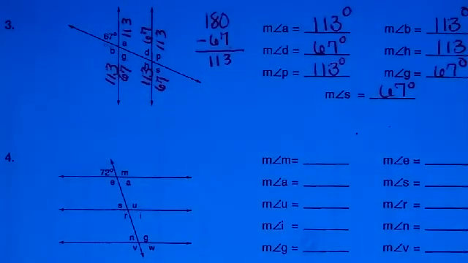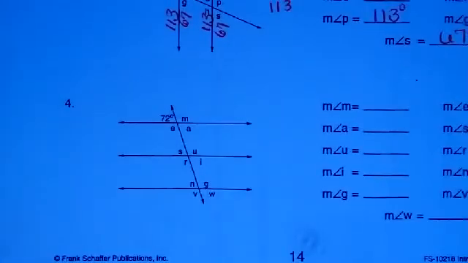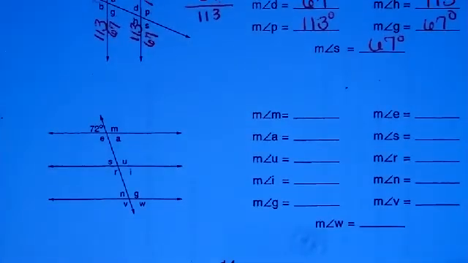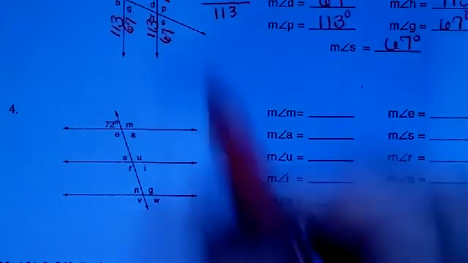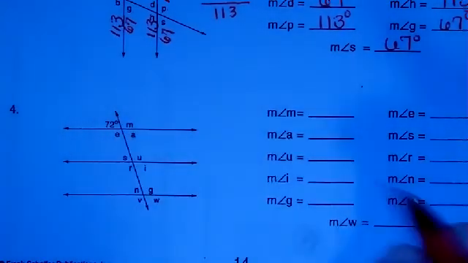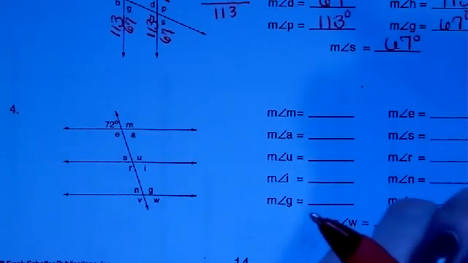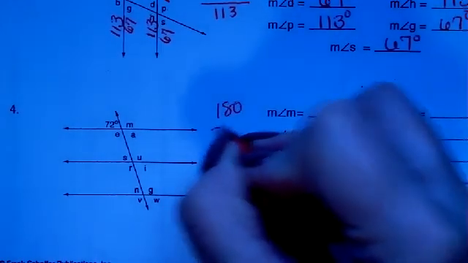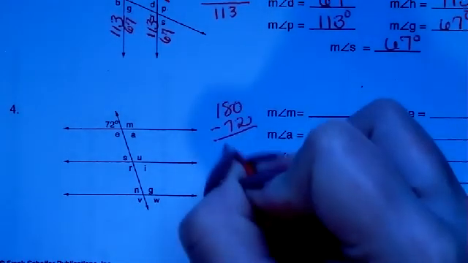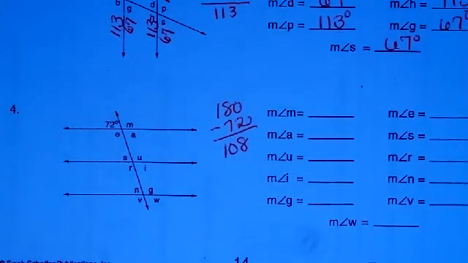Now, number 4 looks more challenging because it has 3 parallel lines, but that's okay. Get this centered here a little bit. It's still the same process, just a couple more angles in there. I'm told right up here I have 72 degrees, right? Okay, so what am I going to do? I'm going to do 180 minus 72, which is 108. Now, if that's true, let's run around our picture and take care of business here.